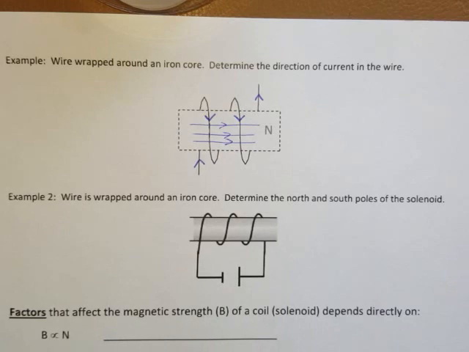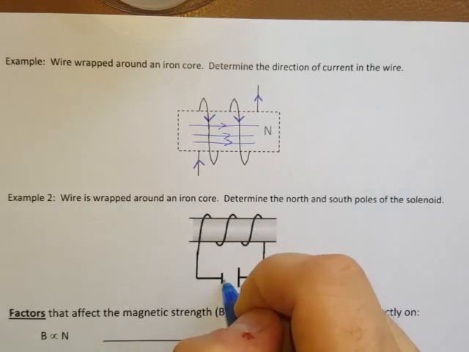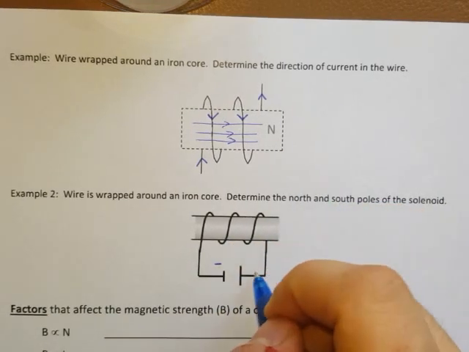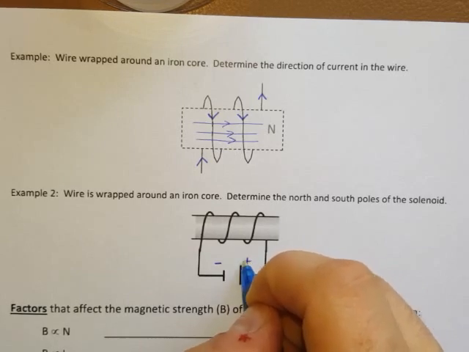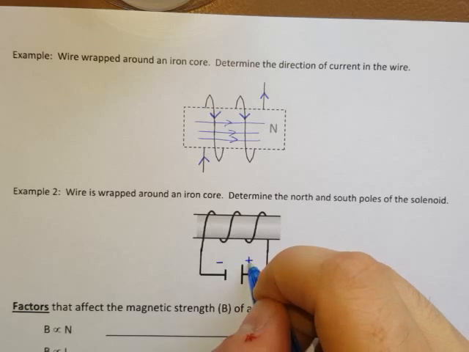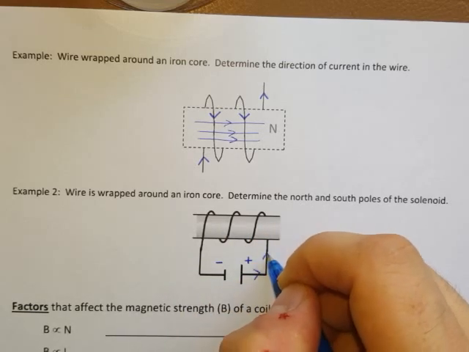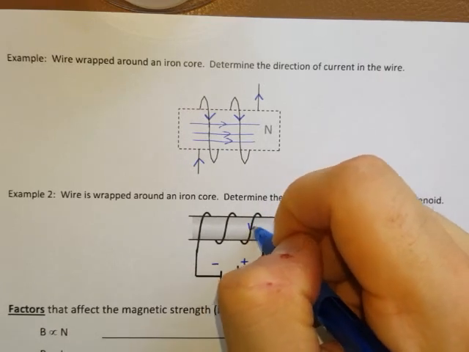Example 2. Wire is wrapped around an iron core. Determine the north and south pole of the solenoid. Well, it looks like they don't give you enough information here to answer the question, but in fact they do. We have to recall that the short portion right here is our negative terminus of the cell, and this is the positive terminus of the cell. We're using conventional current, so that means positive to negative. That means that it's going this way, and therefore this way.